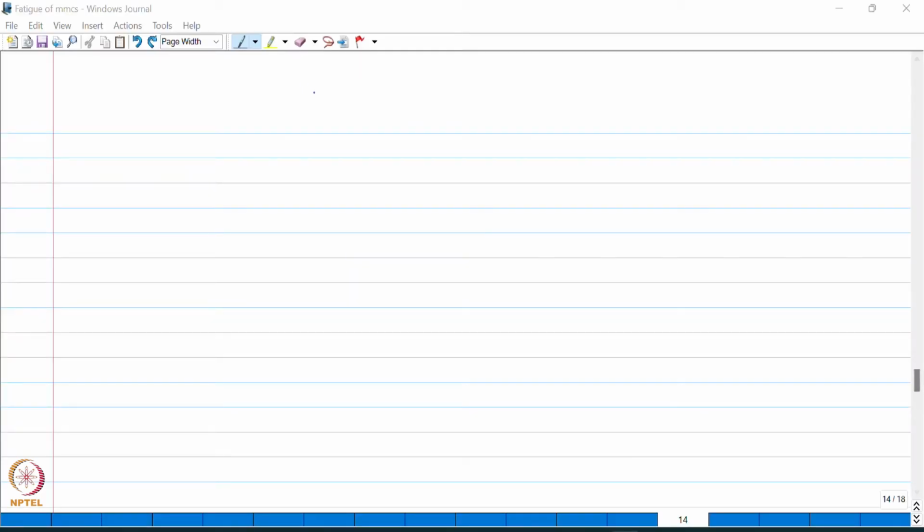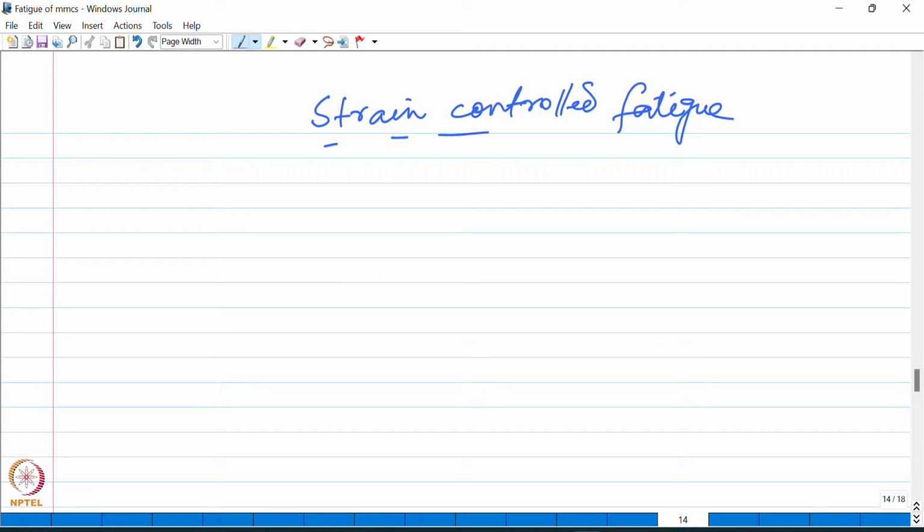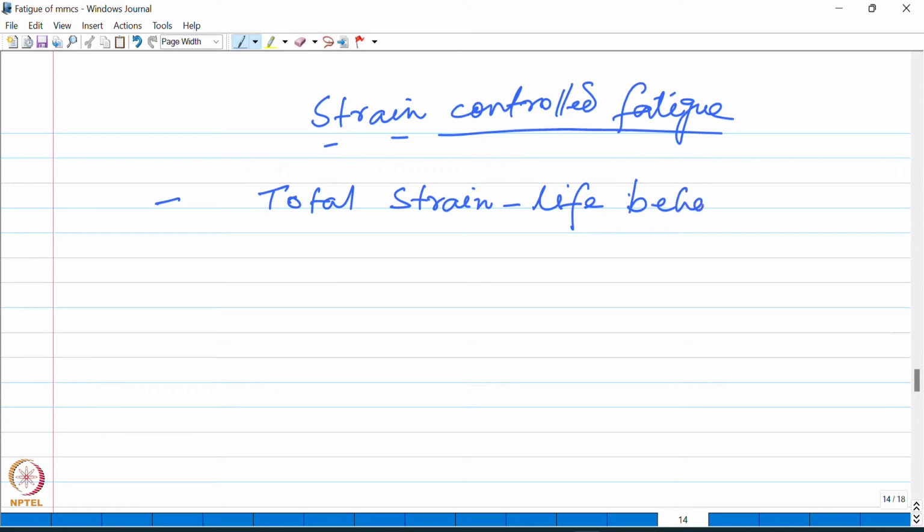So, when we talk about strain controlled fatigue, we can consider two scenarios. One, total strain life behavior, and the other, plastic strain life behavior.